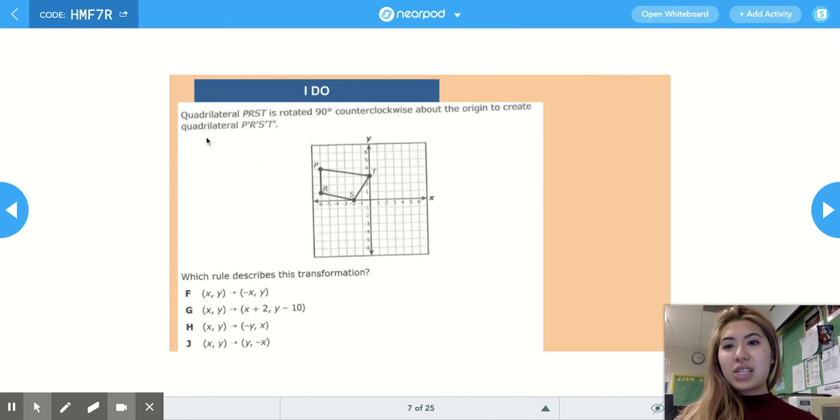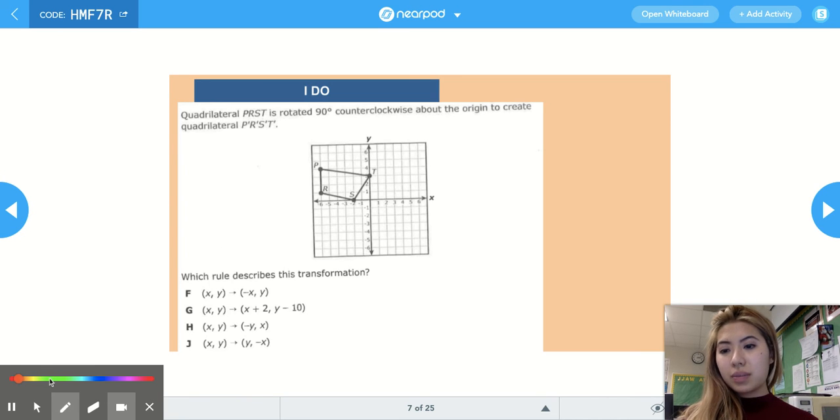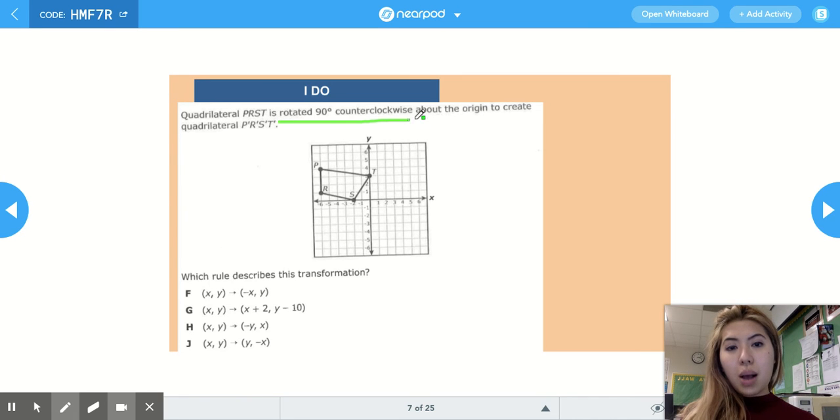So for this first I do, it says quadrilateral PRST is rotated 90 degrees clockwise about the origin to create quadrilateral P', R', S', and T', which rule describes this transformation? So if I know that this is a rotation, I can cross out any of the other algebraic rules that do not represent a rotation. So x comma y to negative x comma y is a reflection. That's not what we're looking for here. And then x comma y to x plus 2, y minus 10, that is a translation. We're also not looking for a translation.